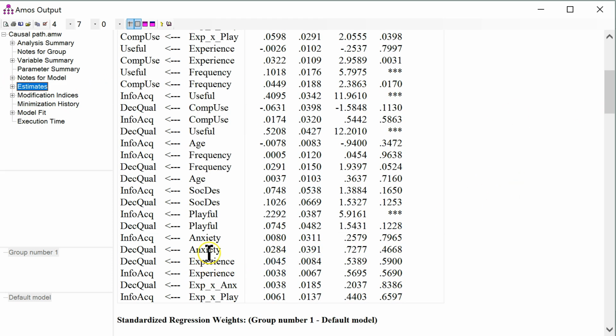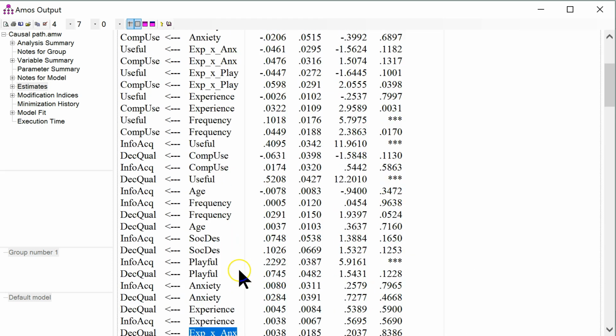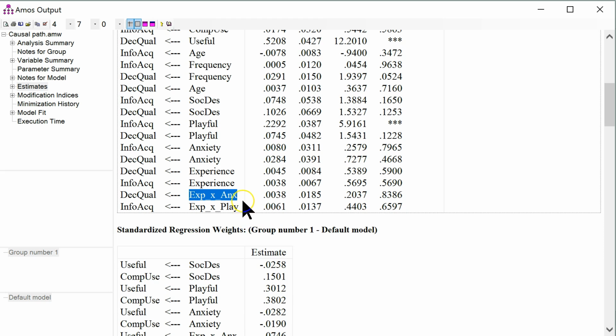Let's look at anxiety on information acquisition. No effect, not significant. If we look at anxiety and, where'd you go? Oh, it was on decision quality, excuse me. Anxiety and decision quality, also not significant. If we look at this interaction on decision quality, no effect, not significant. So, bummer.